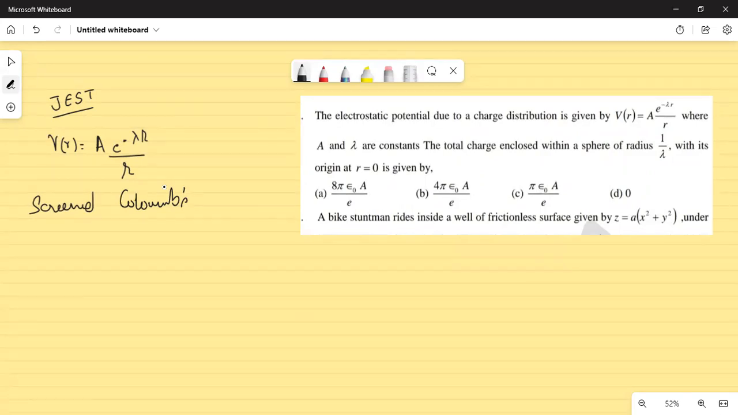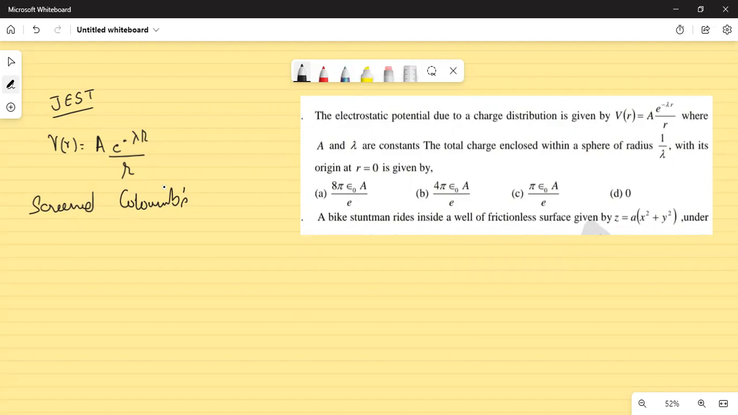Let us see how to do this question. The question says the electrostatic potential due to a charge distribution is given by V(r) = A e^(-λr)/r, where A and λ are some positive constants, and then the total charge enclosed within the sphere of radius 1/λ is given by option A, B, C, and D. All of these options are given to you.